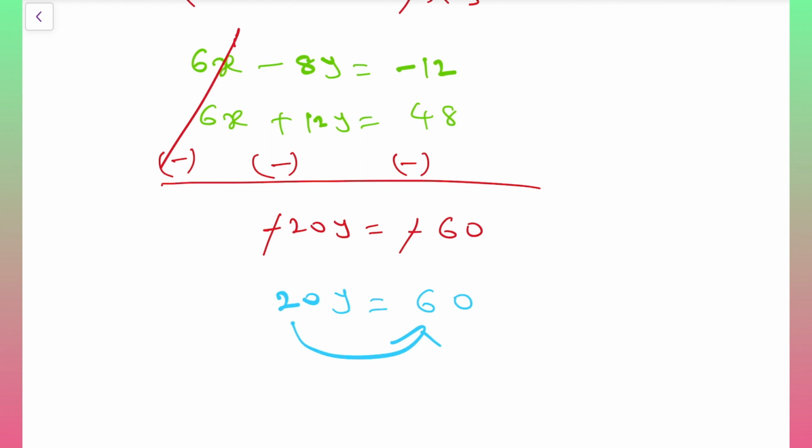Take 20 to the right side. So y is equal to 60 divided by 20. 20 threes are 60. So the y value is 3.